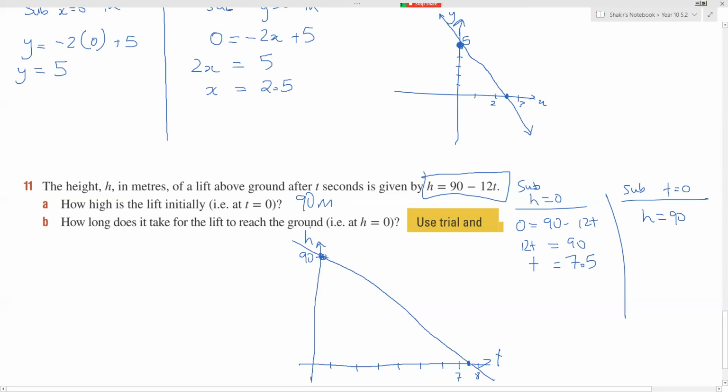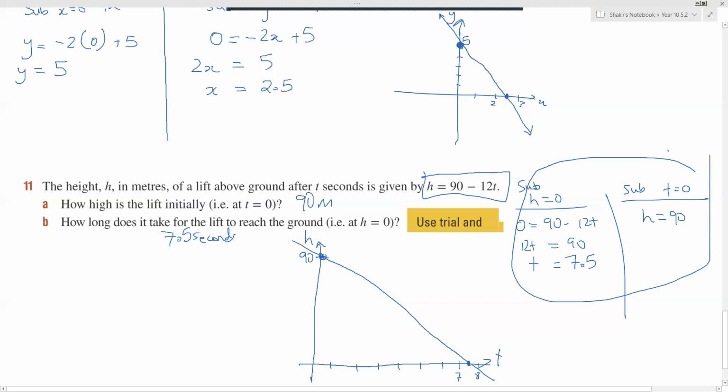How long does it take for the lift to reach the ground? 7.5 seconds. Because when height reaches 0, right? Remember, that's 90, and you go down, down, down. When height is 0, not negative, obviously you can't have negative height, you reach the ground, right? T equals 7.5. So 7.5 seconds. And as you can see, drawing this graph helped enormously. We were able to answer the question straight away.